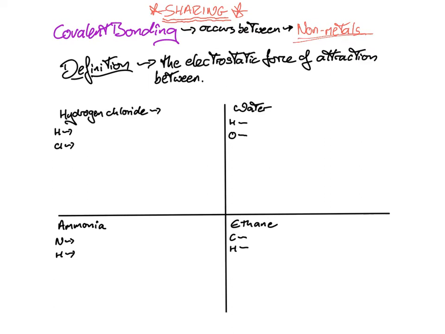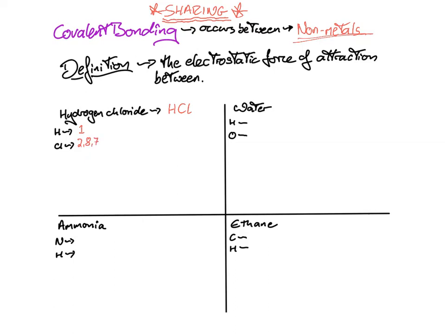So, hydrogen chloride. You need to know that the formula for hydrogen chloride is HCl. Hydrogen has an electronic configuration of 1, and chlorine has an electronic configuration of 2, 8, 7.